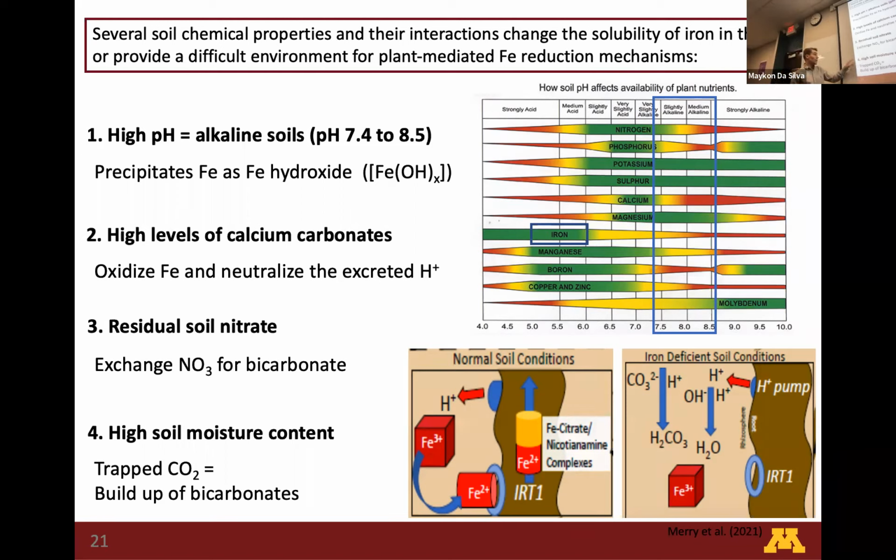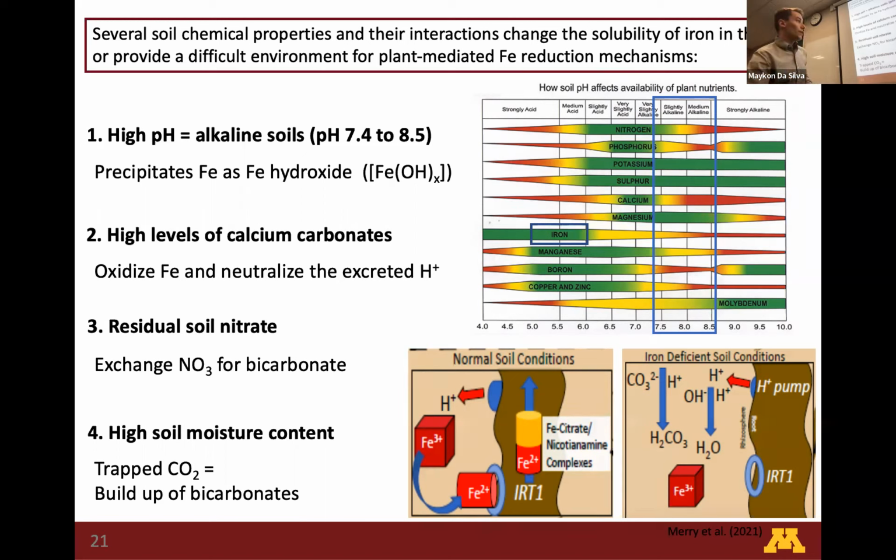And a fourth factor is high soil moisture content. Wet soils are prone to IDC because in a limited air exchanging environment, CO2 released from respiration is trapped in soil water. The problem is that later this CO2 is dissolved, resulting in a buildup of bicarbonates in the soil. As I just mentioned, bicarbonate serves as a buffer against this plant-mediated iron reduction mechanism.